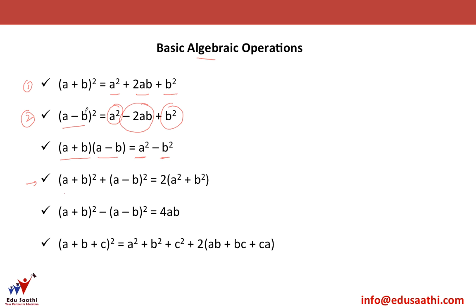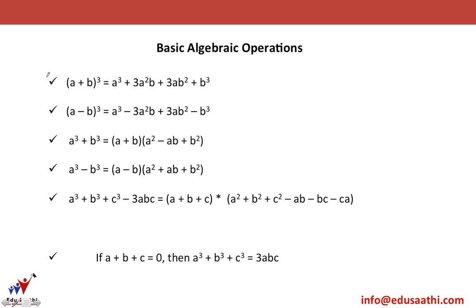So if you add both these identities, you will get 2a square, 2ab and minus 2ab will cancel out, and 2b square. Similarly, if you subtract the second identity from the first, you will have the answer as 4ab. (a plus b plus c) whole square is equal to a square plus b square plus c square plus 2ab plus 2bc plus 2ca. So 2 has been taken out common, and I've written ab plus bc plus ca in the bracket.